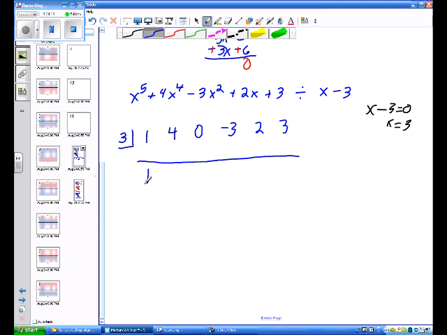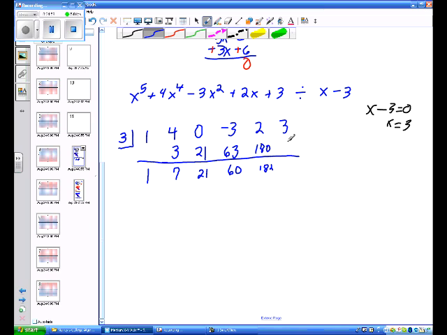We bring that first number down below the line. Now we're going to multiply and put our answer above the line. So 3 times 1 is 3. We add and get 7. 3 times 7 is 21. We add and get 21. 3 times 21 is 63. We add and get 60. 3 times 60 is 180. We add and get 182.